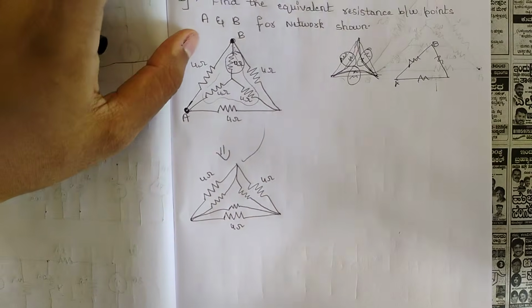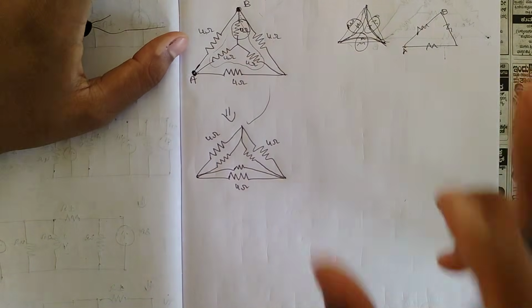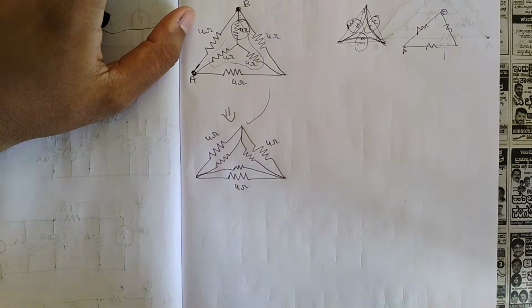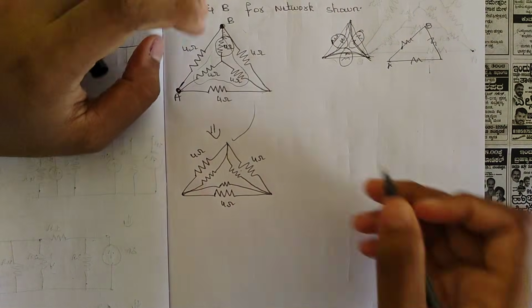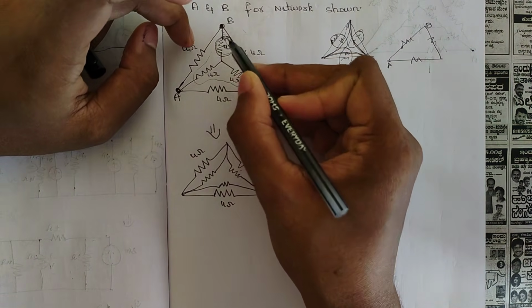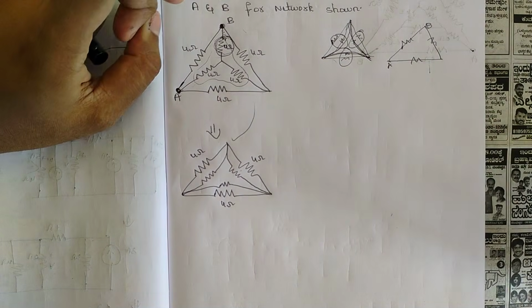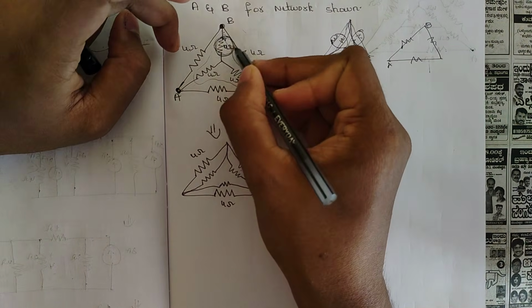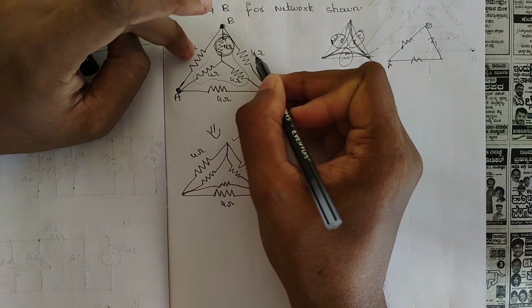Right, the circuit would be something like this. I've already explained it. We just need to find the values of these internal resistances. This one is 4 ohm now. I told you in the derivation how to find it. That is, first consider the opposite resistances.